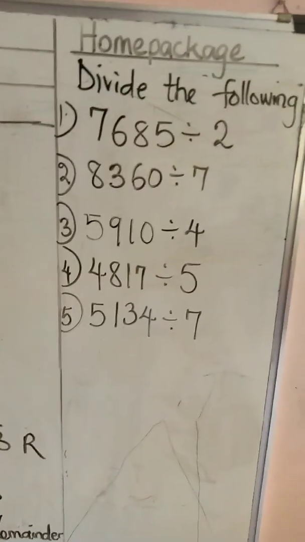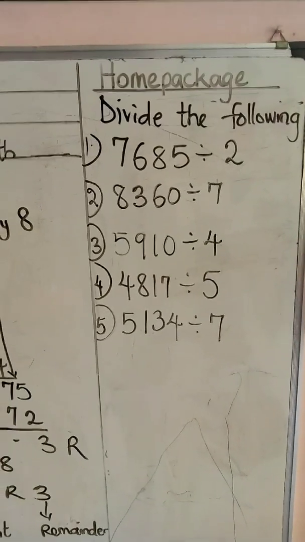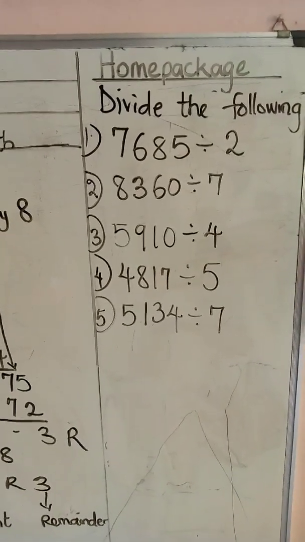Okay, here is your home package. Divide the following for me from numbers 1 to 5. Show your workings and you should do them neatly, okay?